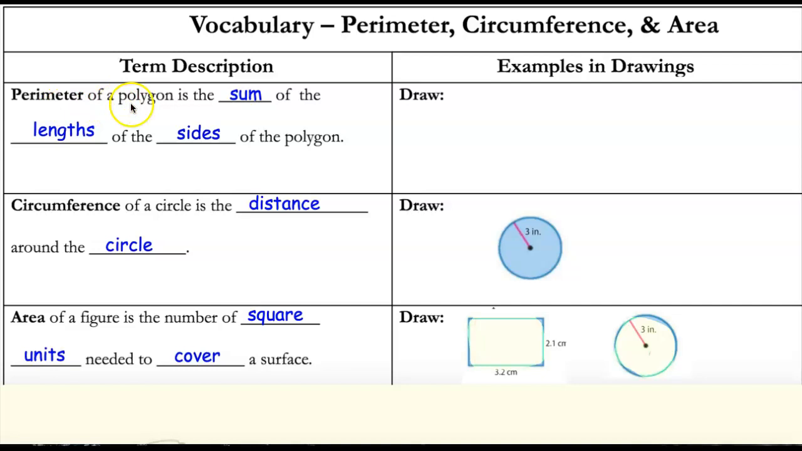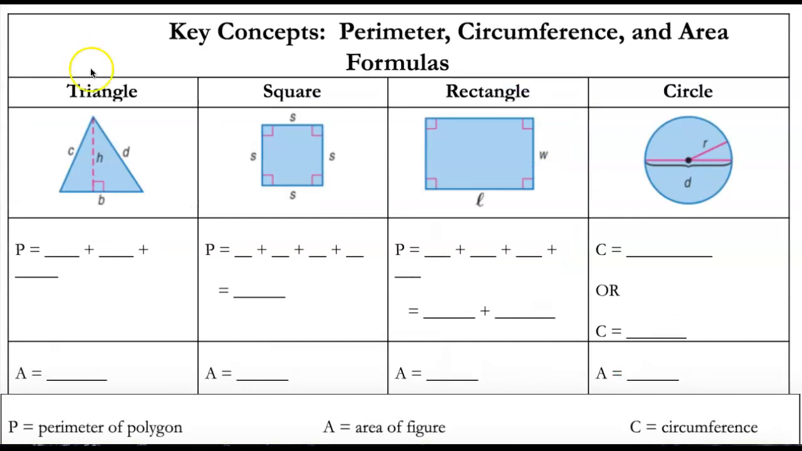So the perimeter of a polygon is the sum of the lengths of the sides. You can see if we have a rectangle here, we're just going to be adding up all of those sides to get the perimeter. Circumference is a special word for the distance around the outside of a circle. So the distance around would be in that pinkish area. And the area of a figure is the number of square units needed to cover the surface. So you can see that would be this interior part of the rectangle and the interior part of that circle.